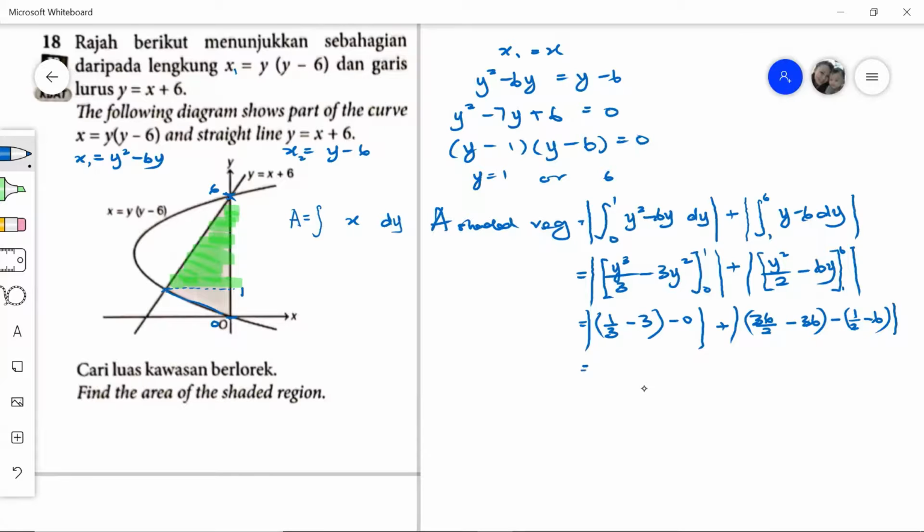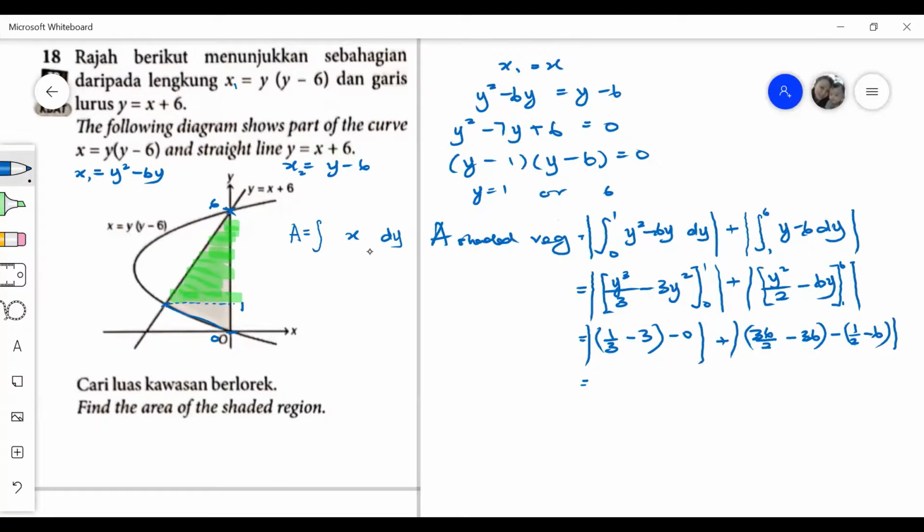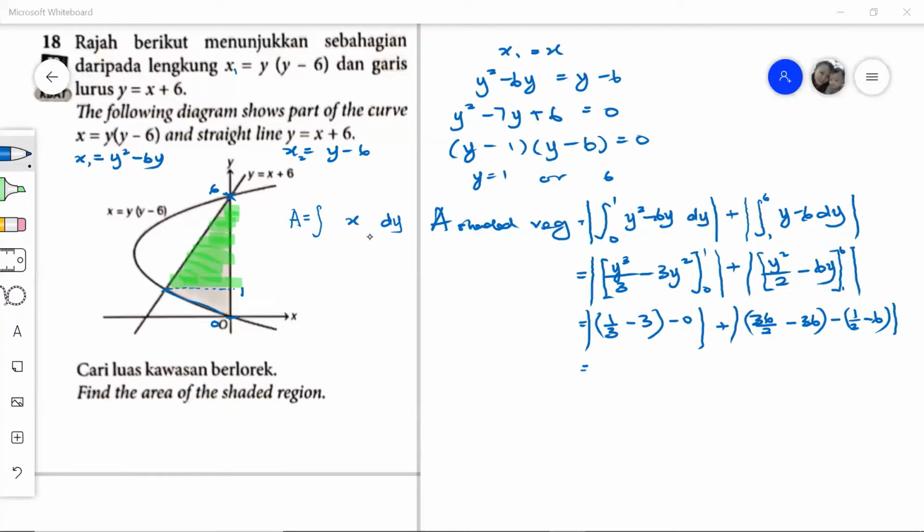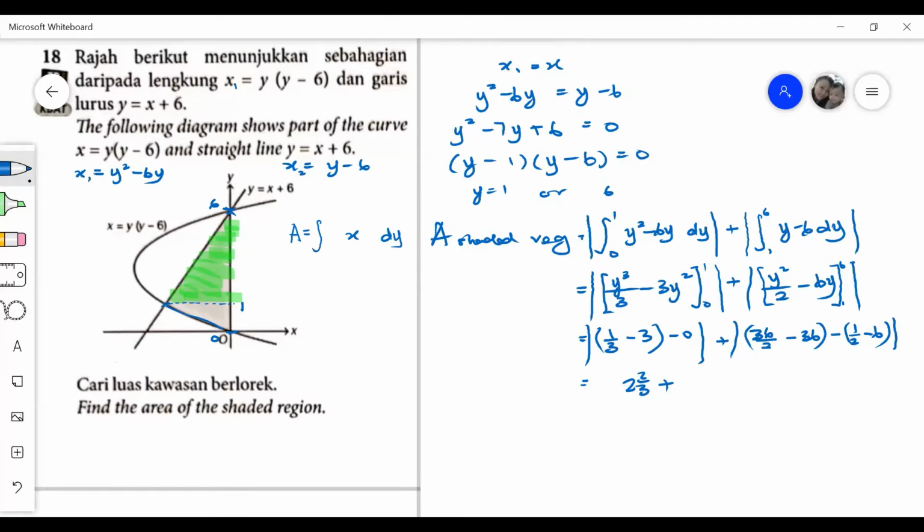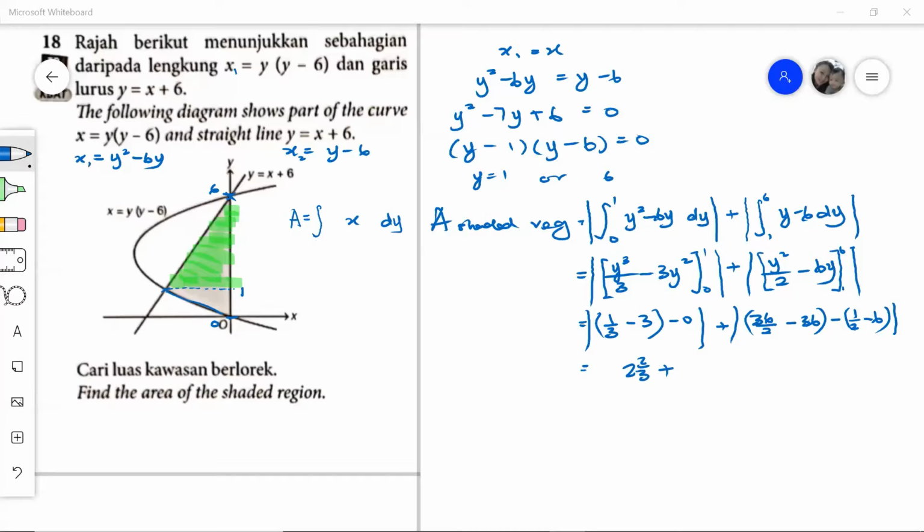Now we can use the calculator to help us find the value here. So we have 1/3 minus 3. So we got minus 2 and 2/3. So after the modulus, we will have 2 and 2/3 plus, for the next one, 36 divided by 2 is 18. So 18 minus 36.